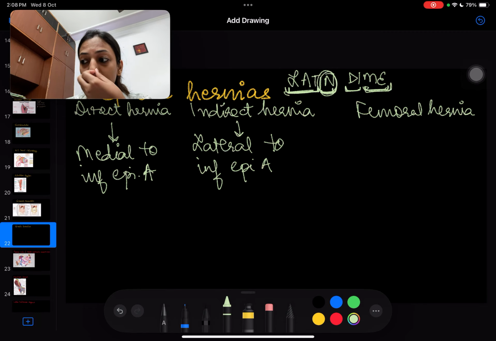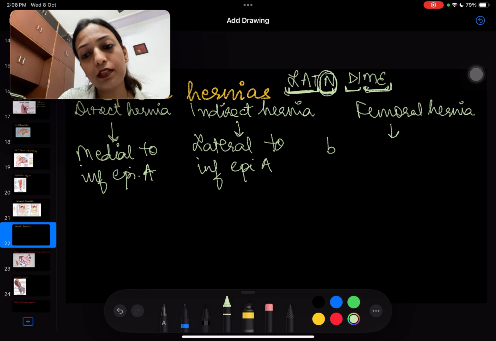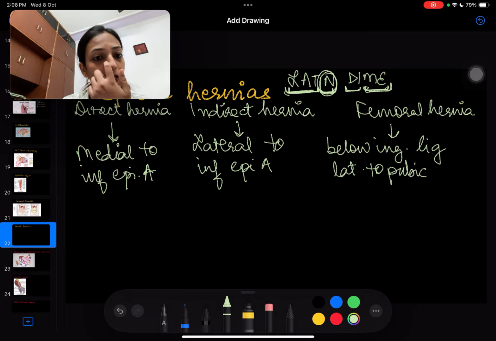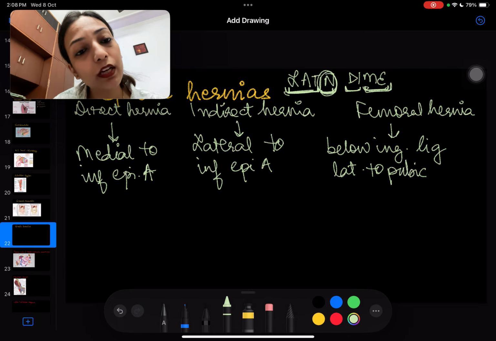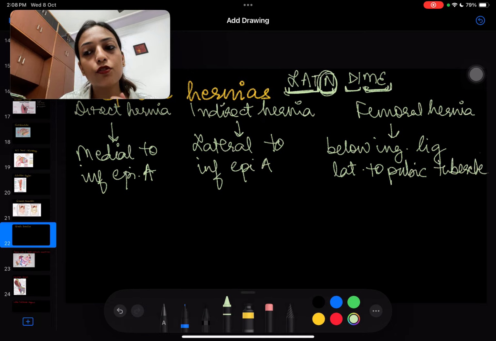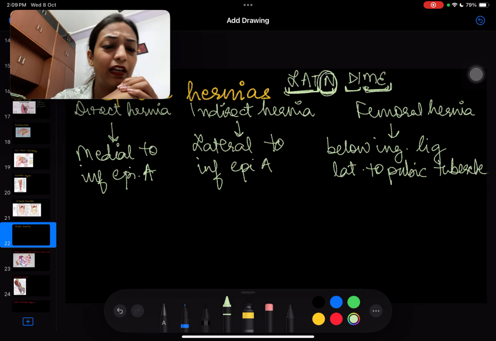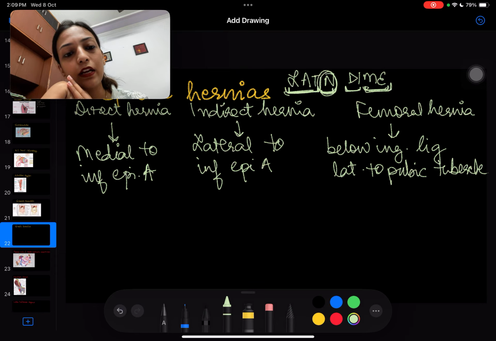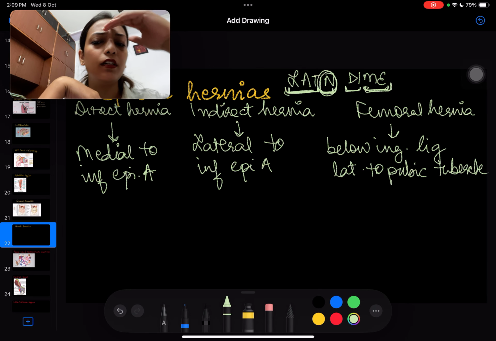Then what about femoral hernia? Femoral hernia is below the inguinal ligament. Yes, we need to remember this. Below the inguinal ligament, lateral to the pubic tubercle. This is how the question will be asked, that the site of hernia protrusion is below the inguinal ligament, lateral to the pubic tubercle. So what hernia could that be? So you will keep wondering that Dr. Vidushi told that Latin and dime, I don't know now what they've asked here. So please remember that the femoral hernia will be below the inguinal ligament, lateral to the pubic tubercle.